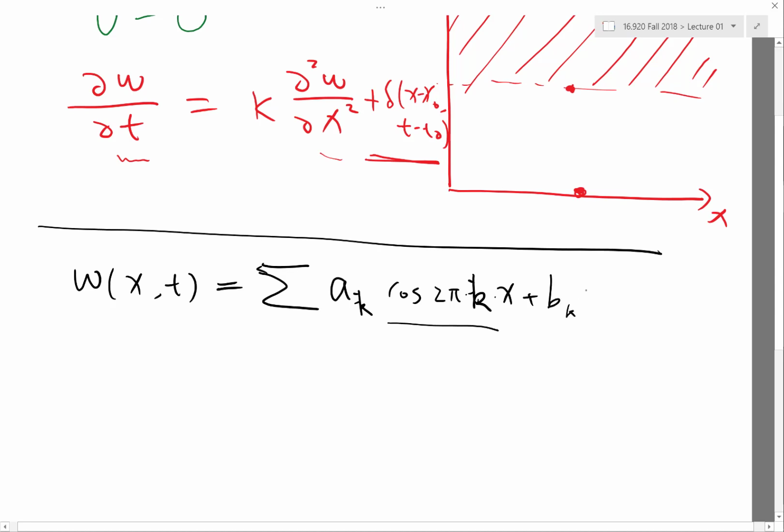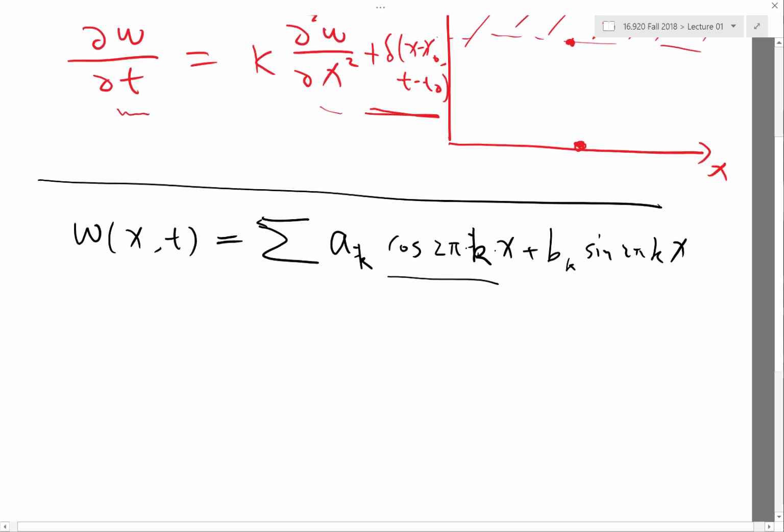Similarly, we have b_k times sine of 2 pi kx. That one also has a period of 1 over k. So it just has a different phase. If you use Fourier analysis, you can combine them and use a single complex function to represent both, e to the i 2 pi kx. Here, I have represented the variation in x using all of these k's. So k goes from 0 up to infinity.